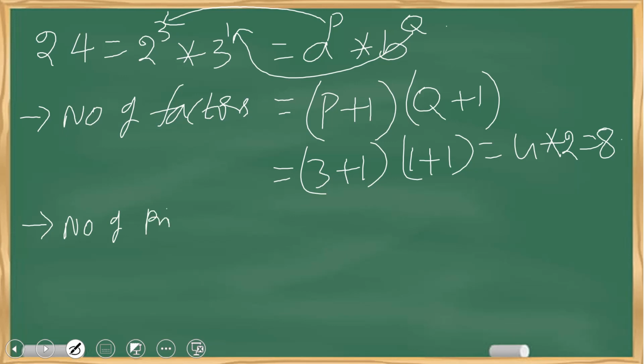Number of prime factors. That is a, b. That is equal to 2. How many bases are there? That's all. Next.